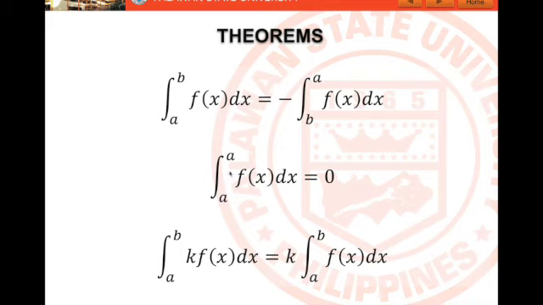Also, we can see here that if you integrate from A to the same bound A, that would just be equal to 0. It means you didn't really cover any area. Here we have a constant, so the same as for the theorems presented from our earliest lessons, you can just take the constant from outside the integral sign.